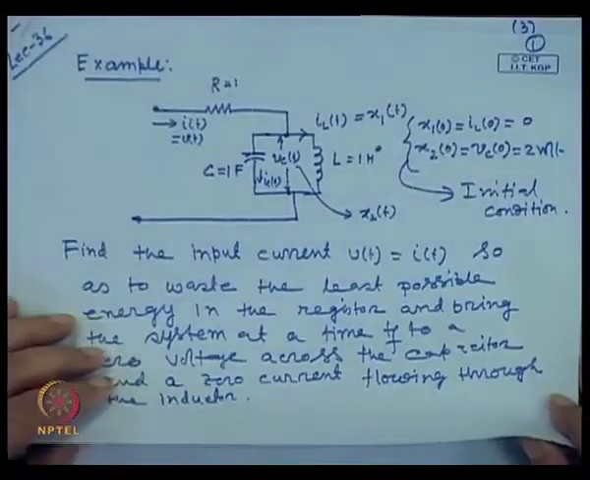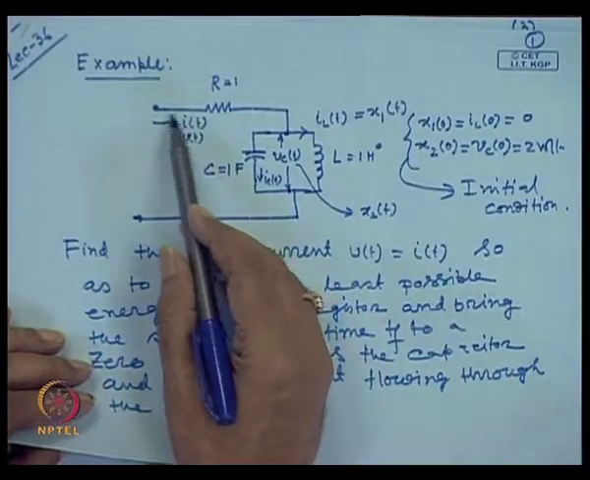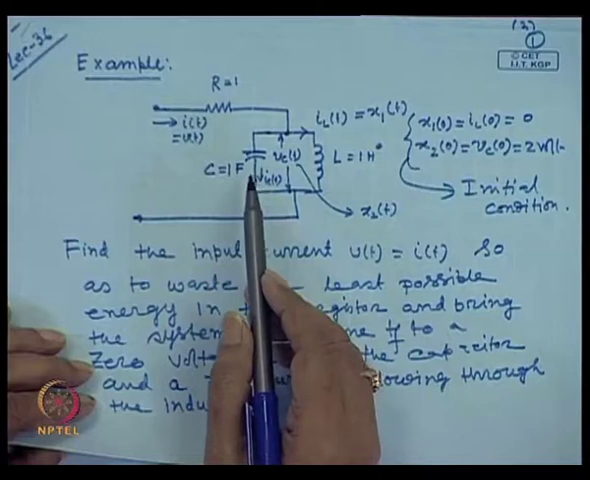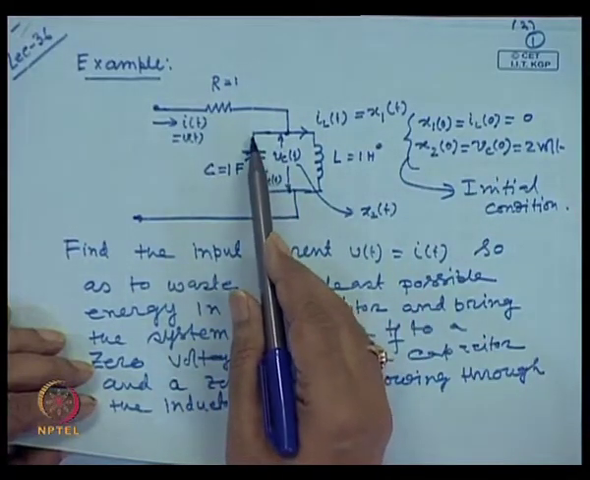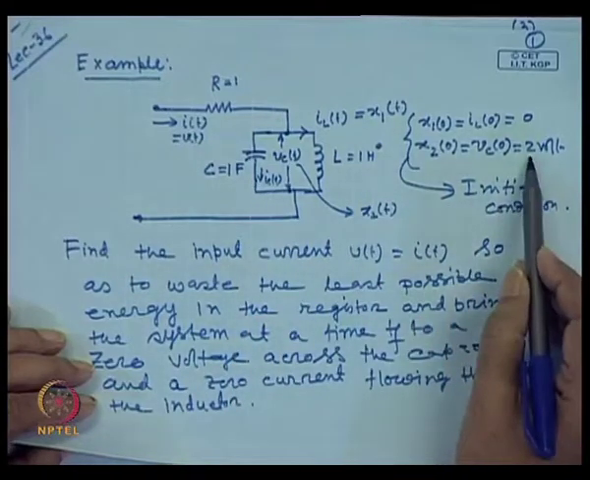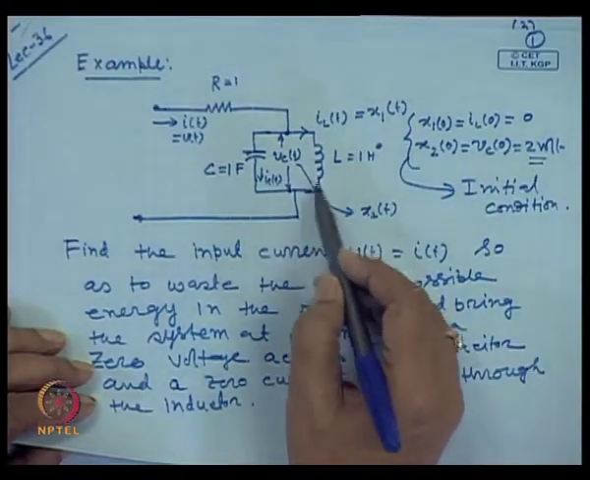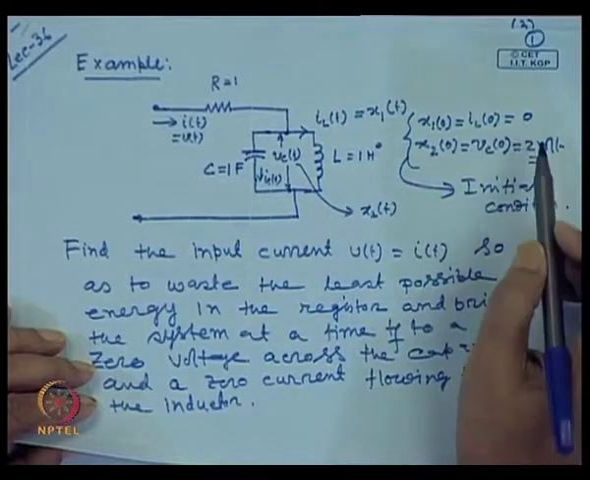So, last class we took a numerical example to illustrate the solution of the optimal control problem using the calculus of variations. You see this simple circuit. Our initial condition of the circuit is given this way: voltage across the capacitor is 2 volt and current flowing through the inductor is 0 ampere.